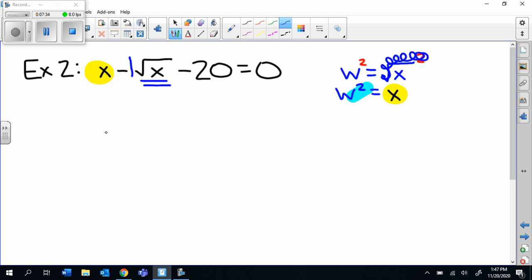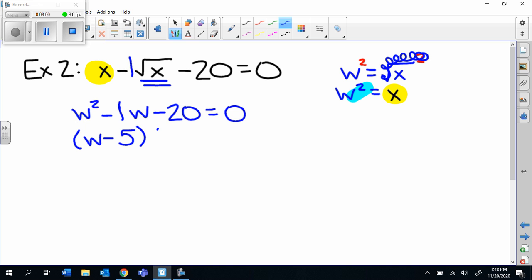All right, so when we substitute, it looks like this. W squared minus 1w minus 20 equals 0. If you don't like to look at that one right there, don't write it. But this is definitely something we know how to factor. Two numbers that multiply to -20 that add up to -1 are a -5 and a +4. So go ahead and solve what you know.